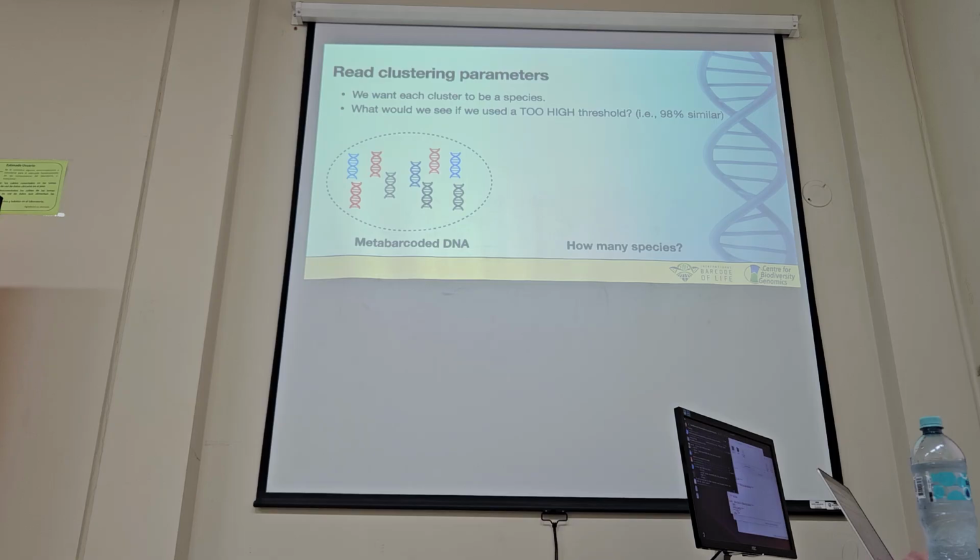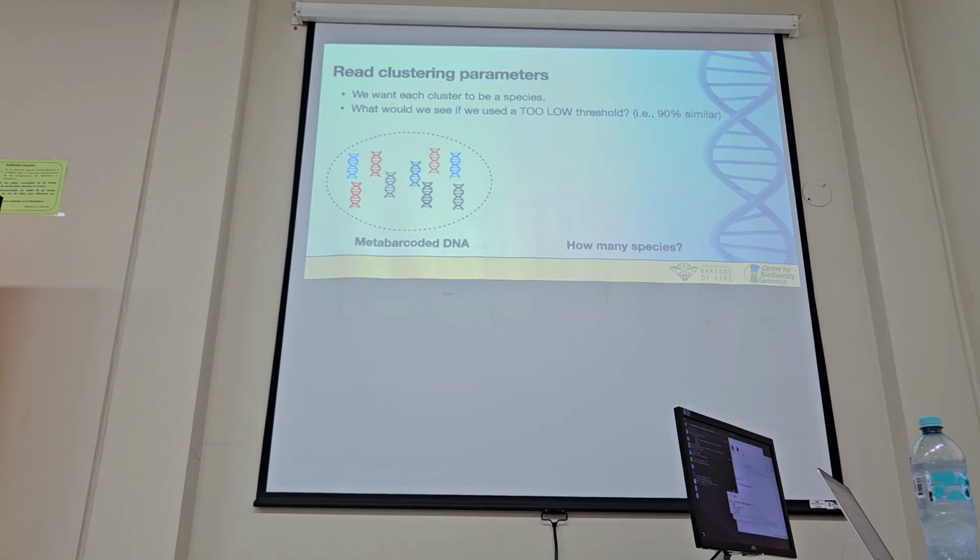Who thinks 5? 9? 6? We would get more than 3, is kind of the answer. You might get 9, you might get 6, because what we're saying is this is too different from that, this is too different from that, right? And so if we use a very high threshold, we are separating things that shouldn't be separated, okay?